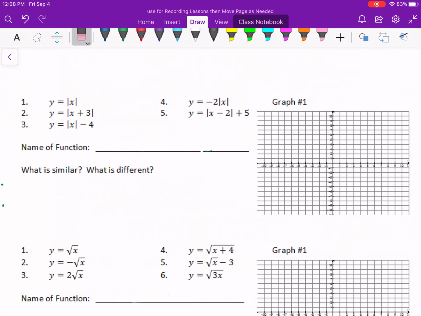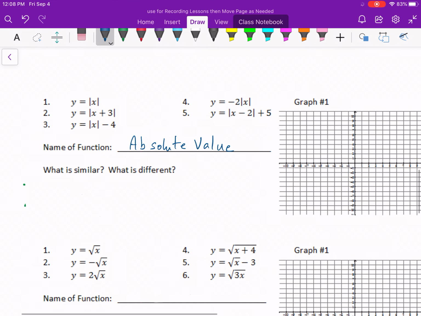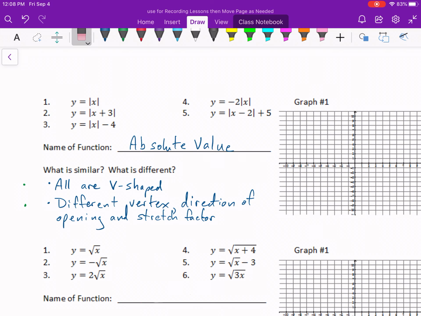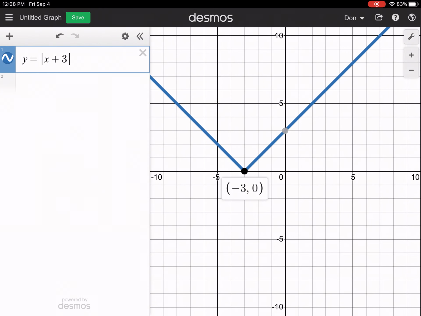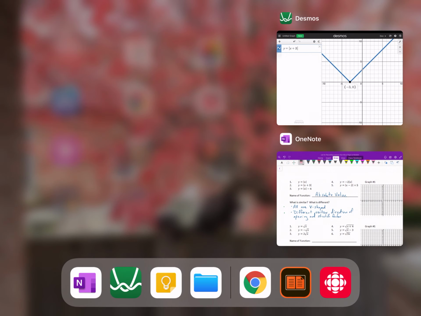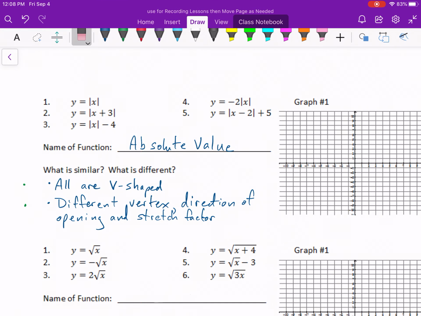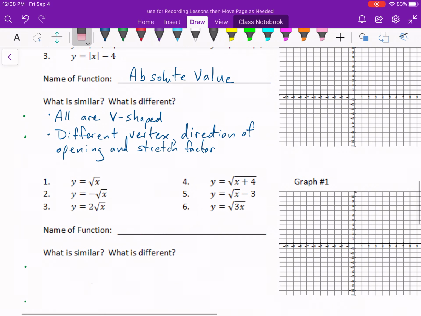What you're going to find is that these ones are all V shape. And again, it's called absolute value. And they are all V-shaped. They all have a different vertex. We still call that point the vertex, okay? So this particular one's got a vertex of -3, 0. So they're going to have different vertices, and they're going to have different directions of opening, either up or down. They're going to have different stretch factors. But otherwise, they're all V-shaped.